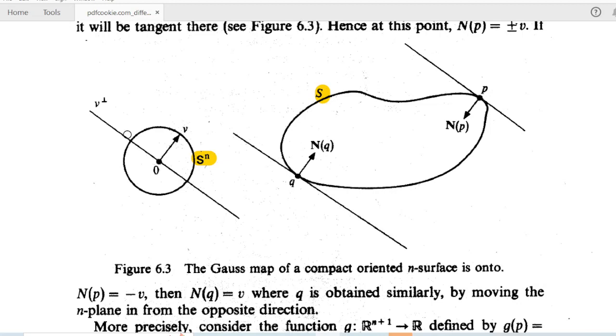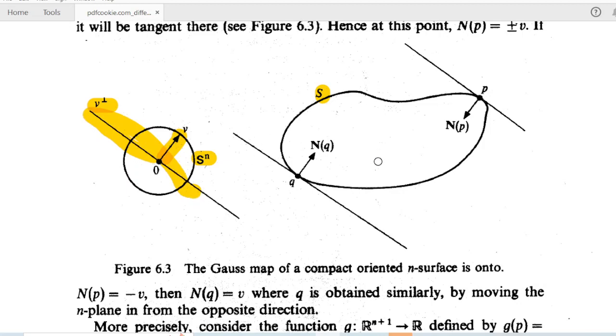Now we are considering the vector v in S^n, and v perp is the set of all vectors perpendicular to this vector. So we can see that this is v perp. This is perpendicular to v. Okay, so this is our v perp.